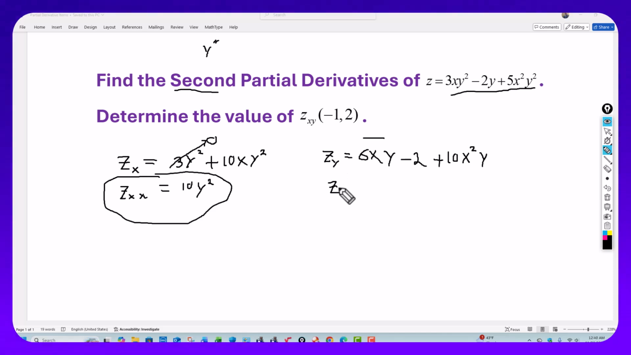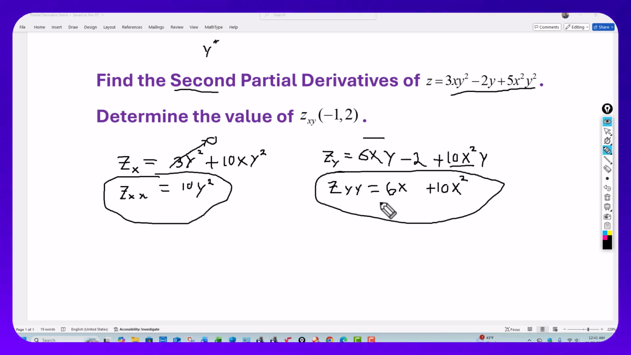You want the second one. Okay, z sub yy. Take the derivative of this with respect to y. So this 6x then would be constant. So it's 1 times the 6x will give us a 6x. Subtract 1 from the exponent will give me y to the 0. That's 1. Minus 2 is constant, so that cancels out when I take the derivative. X squared is constant, so this 10x squared is constant, so it's just 1 times that. Gives me a plus 10x squared. So the second partial here with respect to y is 6x plus 10x squared.